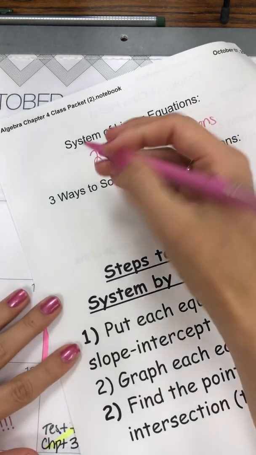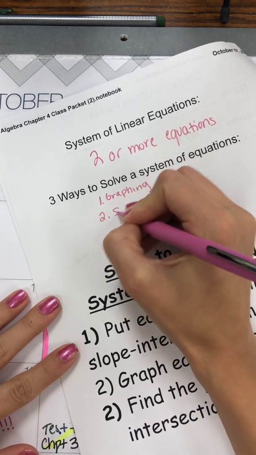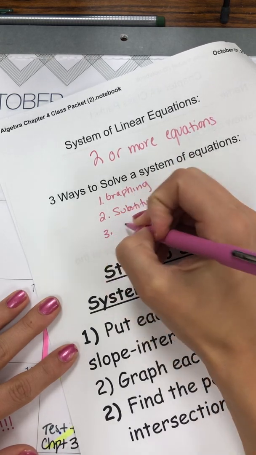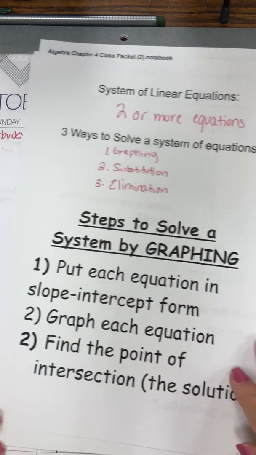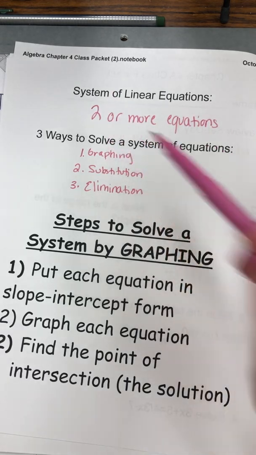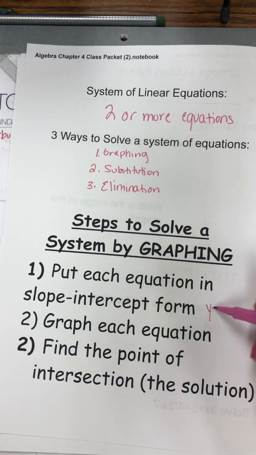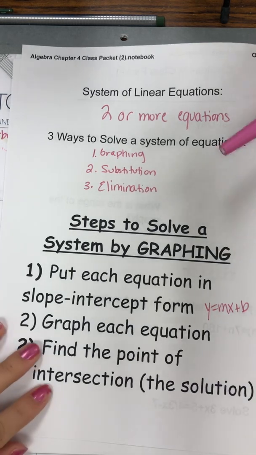Now, there's 3 ways to do that. The first way is graphing, which I'm going to go over today. The second way is substitution. And the third way is elimination, which you'll get videos on those later in the week. So today we are just going to solve a system, so 2 equations by graphing. How you do that is first, make sure both equations are in slope-intercept form. That's y equals mx plus b. Then you graph each equation or graph each straight line, and then the answer is going to be the point where the 2 straight lines cross or intersect.